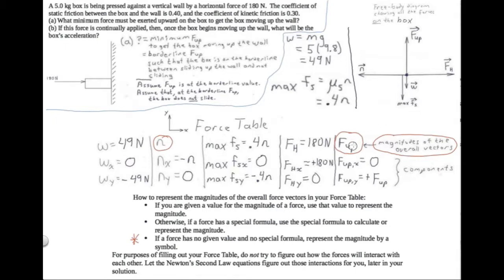After all, the upward force is what the question is asking us about. There's no special formulas for those two forces, so we represent the unknown magnitudes for the normal force and the upward force with symbols. For example, we use the symbol capital F sub up, written without an arrow on top, to stand for the magnitude of the upward force. Notice that the horizontal force and the upward force are treated differently in the first row because we know the value for the horizontal force and we don't know the value for the upward force.